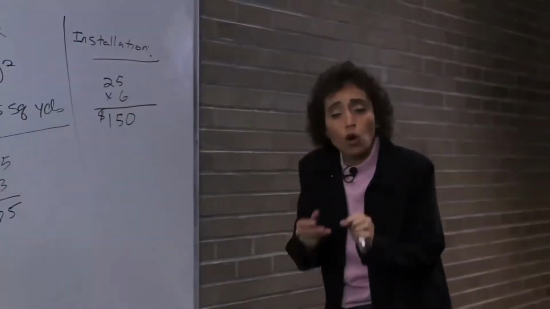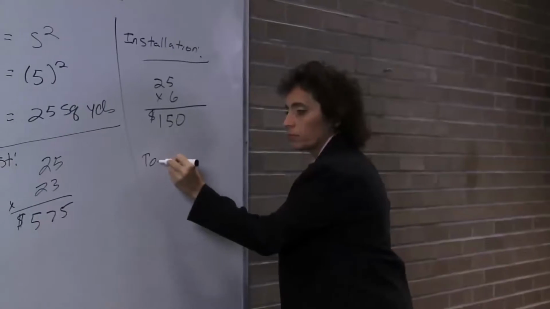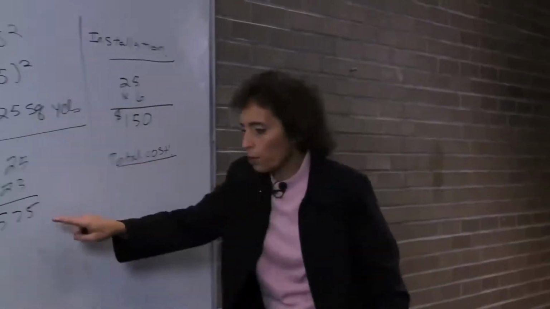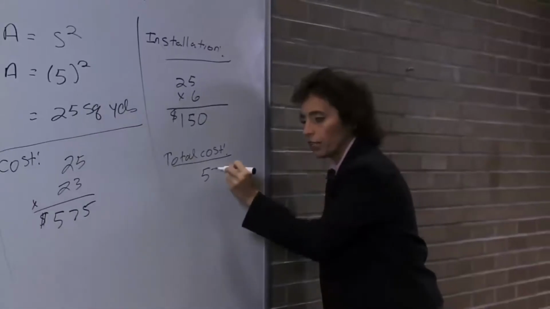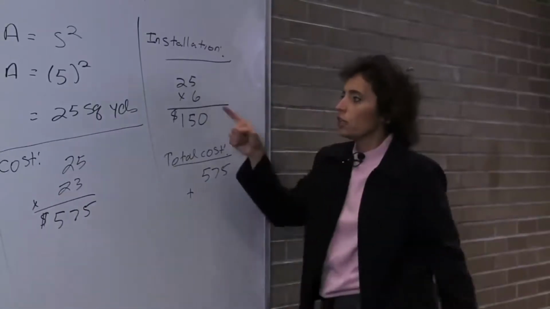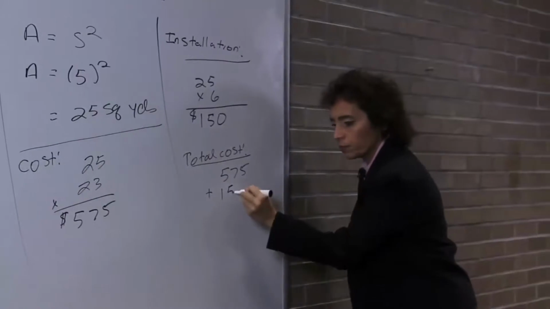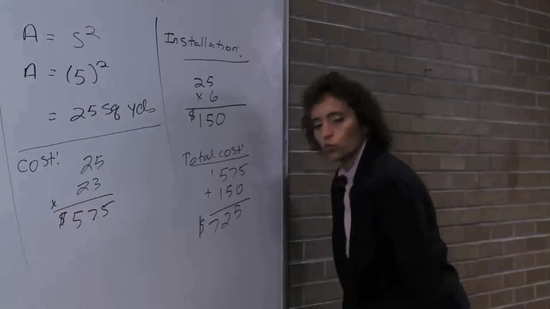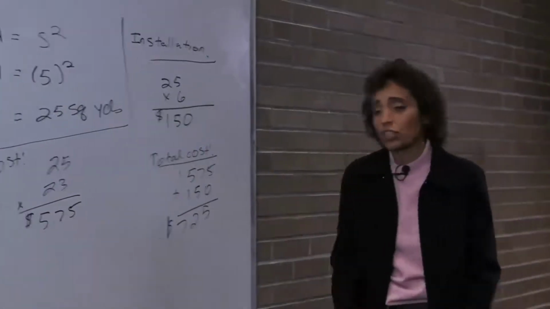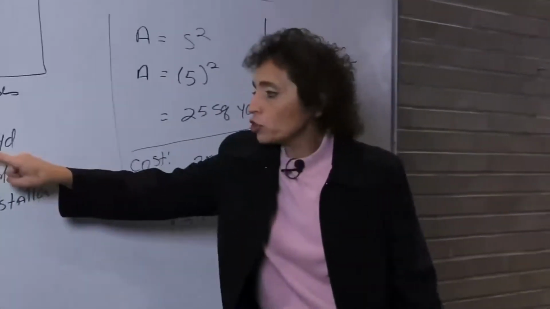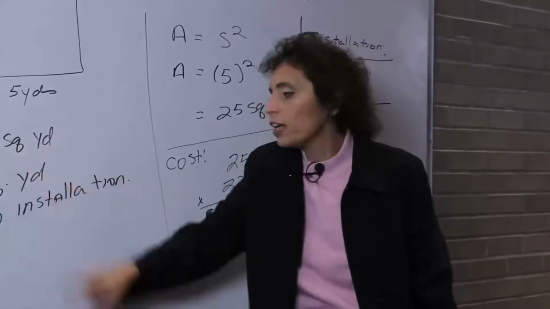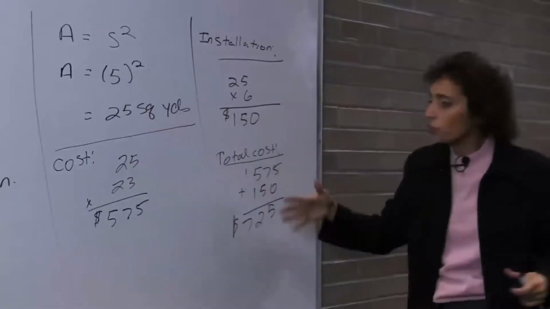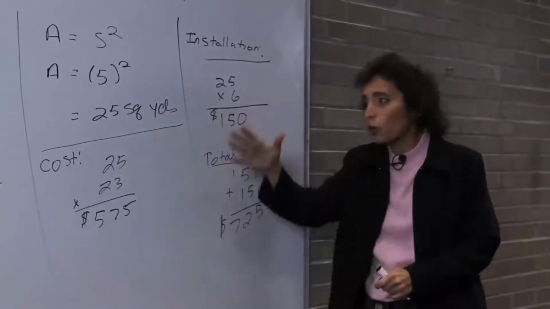So now the total cost is the cost of the carpeting, which is $575, plus the cost to install, which is $150, so $725. So that's the answer to that question. You had a lot going on. You had to make sure you accounted for the carpet itself and then for the installation fees. So that's the area of a square and some additional stuff that might go along with that.